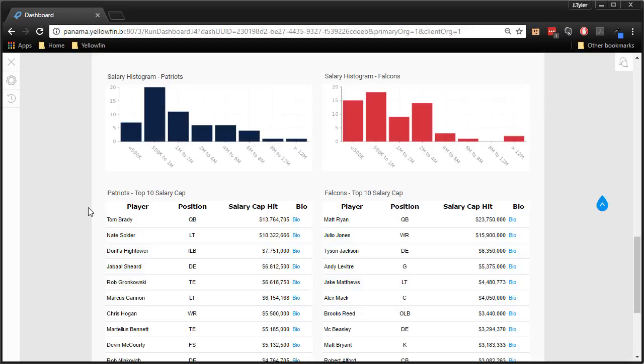What amazes me is that Tom Brady makes top money, but they're also spending a heck of a lot of money spread out among lots of different players.